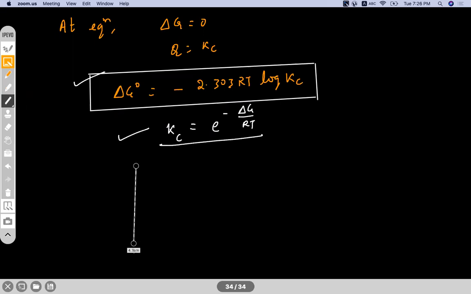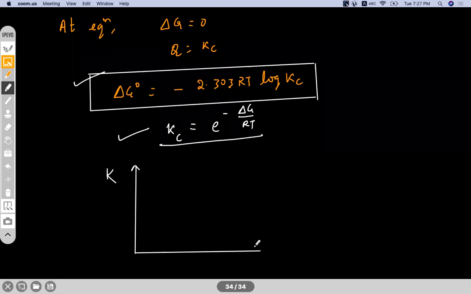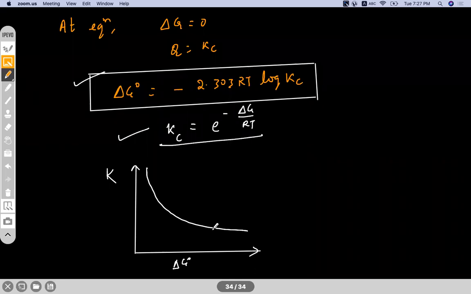Right. So if you draw a graph, last thing, between K and delta G naught, it is an exponential graph. The graph goes like this. You see here, if delta G naught becomes zero, what is the value of Kc, could you tell me? Delta G naught equals zero, what is the value of Kc? One, right? Suppose this value is zero, delta G naught is zero over here. This side it is positive and this side it is negative, left side of this. So corresponding to this zero value of delta G naught, this value is one.